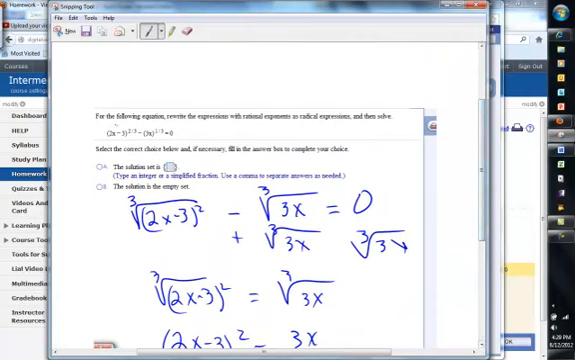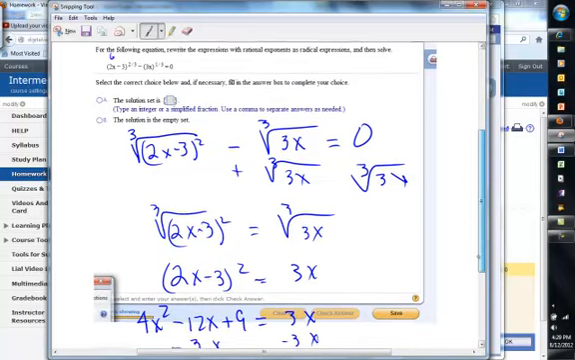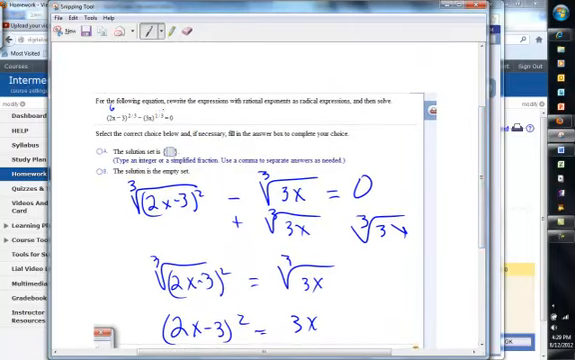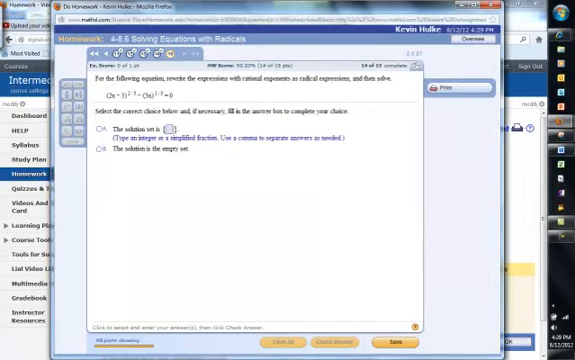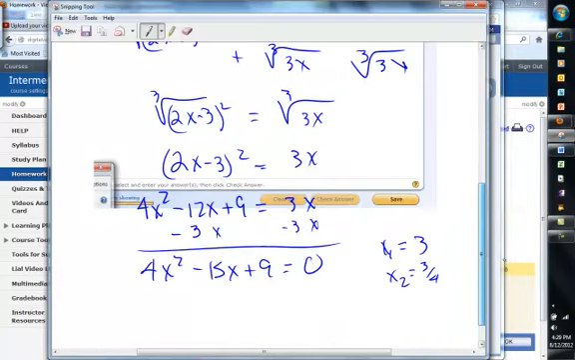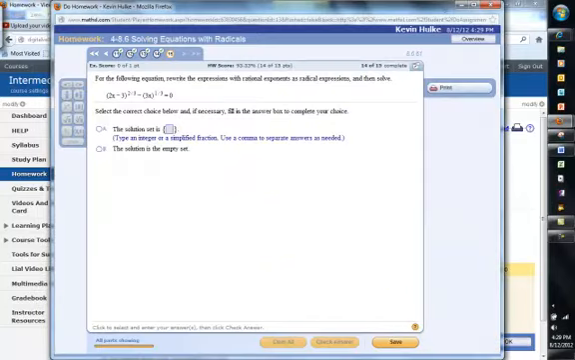Does 3 work in both of them? Well, 3 times 2 is 6. 6 minus 3, that'll work. How about 3/4? Well, since they're cube roots, you can have negative numbers, so both of those roots will work. What were they again? 3 and 3/4.